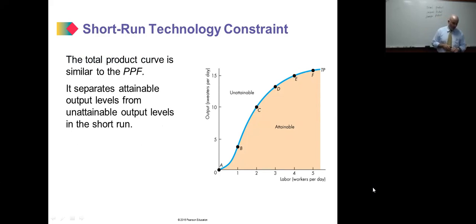So here, the production possibility frontier is going to show what's attainable, what's possible, in the short run, what's attainable and what's unattainable. And again, we can look at how output changes as labor changes.